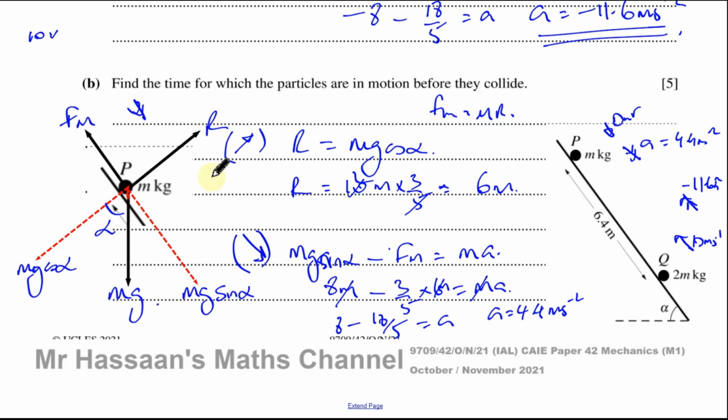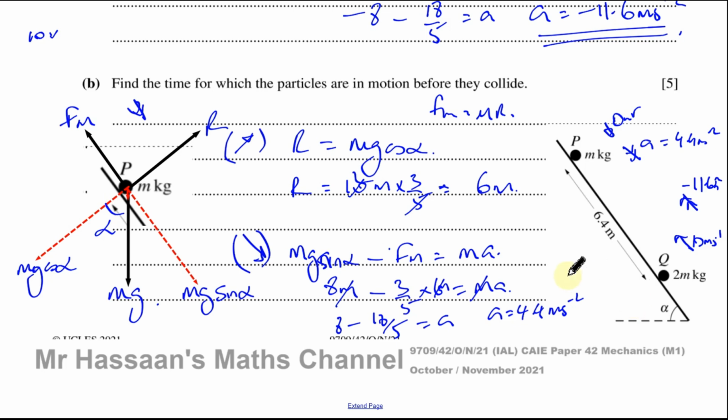And we cannot use suvat for that whole situation. So we have to break this down into two parts, and this is what most students didn't do. First of all, you have to determine: will they collide before or after Q comes to rest? If they collide before Q comes to rest, no problem. We can just carry on and use suvat for both of them in one go. But if they collide after Q comes to rest, we have to break it into two parts.